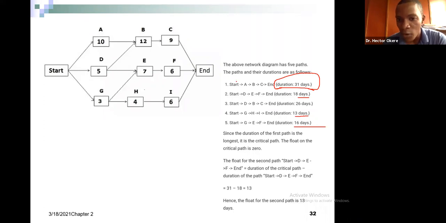Now, what is your slack time for the first path? Your slack time is 0. But what is your slack time for the second path? All you need to do is subtract your current time from your critical time, okay? So 31, you see it here. The float for the second path, or the slack time for the second path, is 31 minus 18, you have 13 days slack time, okay? The same thing for 26 days, the same thing for the other paths. You just subtract the current path from your critical path. It will give you your slack time. Do you understand?